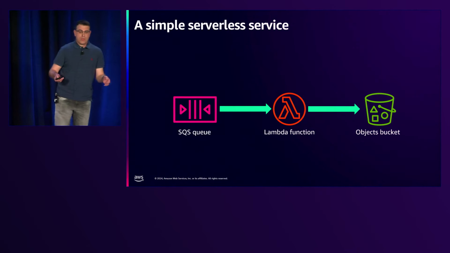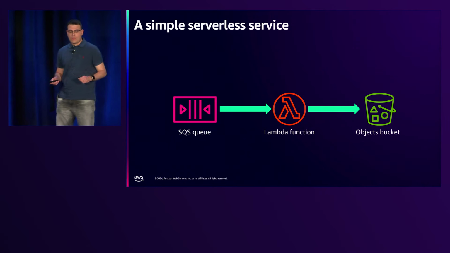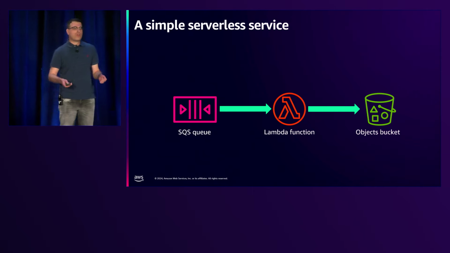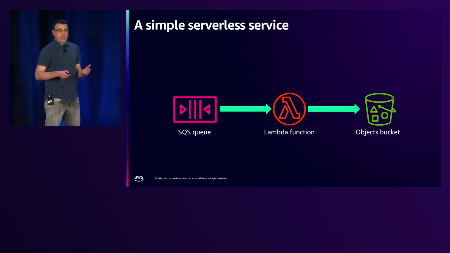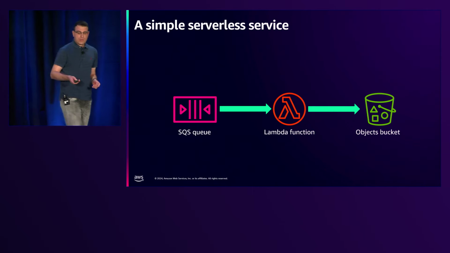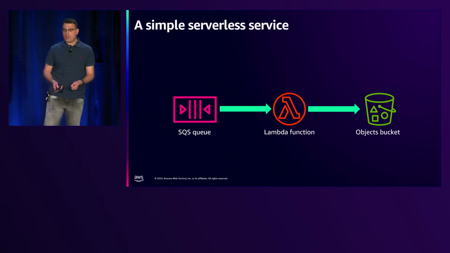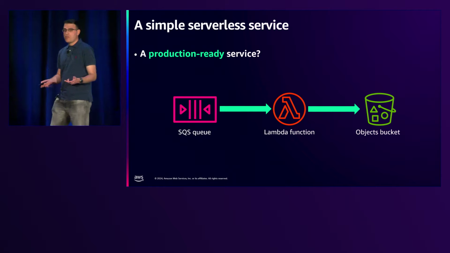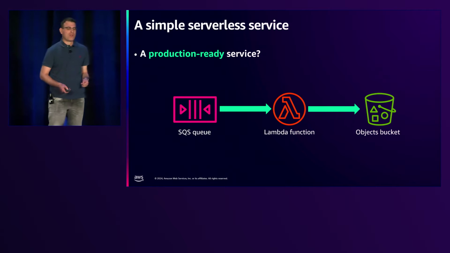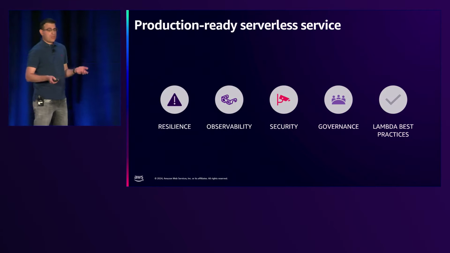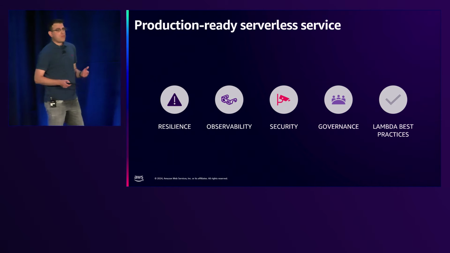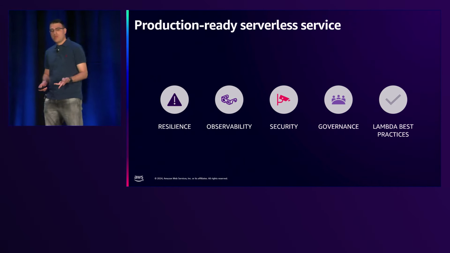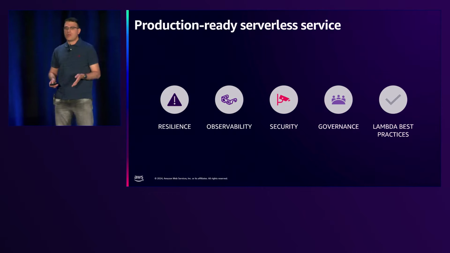So here we have a simple serverless service. We have an SQS queue. We have the Lambda service polling the queue, invoking a Lambda function with a batch of items. And the function iterates the items and inserts them to an S3 bucket. Simple, right? But is it a production-ready service? And the answer is, of course, no, not really, not even close. In order to be a production-ready serverless service, we need to think about the following 5 aspects: resilience, observability, security, governance, and Lambda best practices.